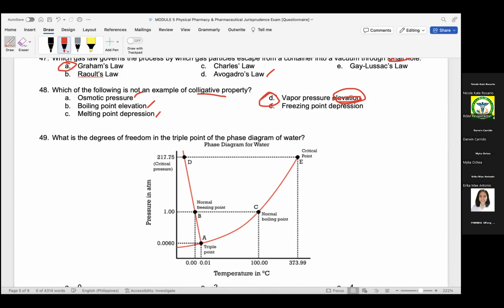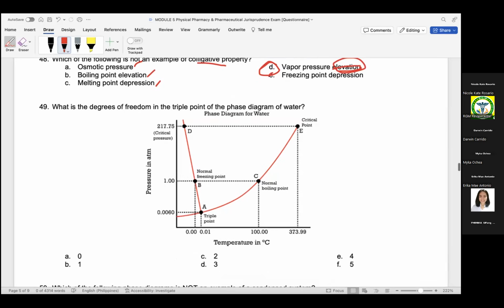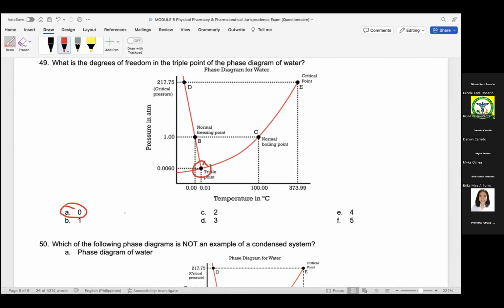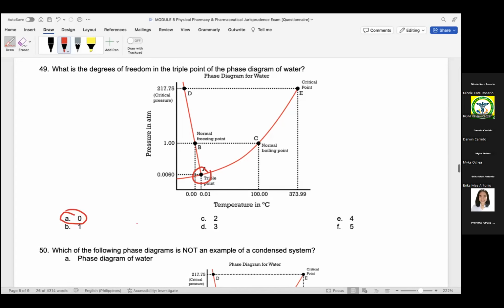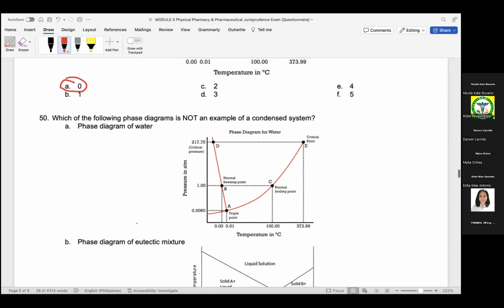Okay? Next, number 49. What is the degrees of freedom at the triple point of the phase diagram of water? So this is the triple point. So 3 minus 2 minus 1 is equal to 0. Our condition should be fixed when we want to achieve the triple point. Okay? 0. Invariant.